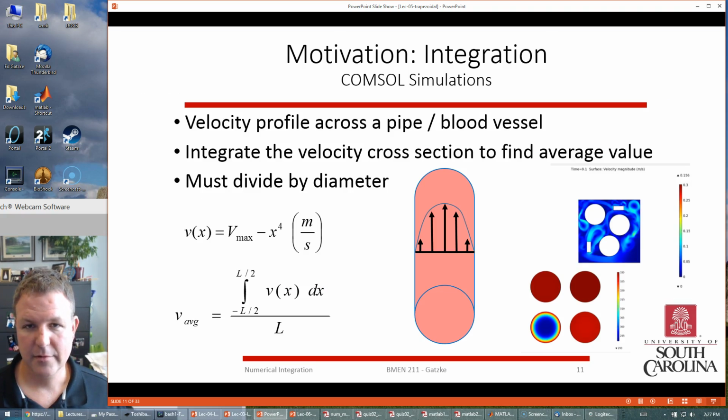Why do we do this? Again, COMSOL simulations, when we're doing simple simulations, a lot of times we may have, say, a velocity profile across a blood vessel. The velocity is some value, it slows down near the walls, and it's faster in the middle of the channel. We can integrate this cross-section to find the average value, but you have to divide by the length, because remember, if this is velocity in meters per second, and you integrate with respect to meters, you're not going to have the right units. So you have to cancel the units so that you get basically the average value, which for velocity should be somewhere right in the middle.